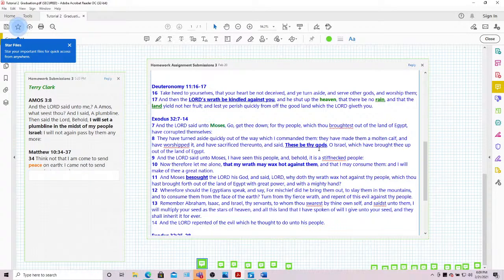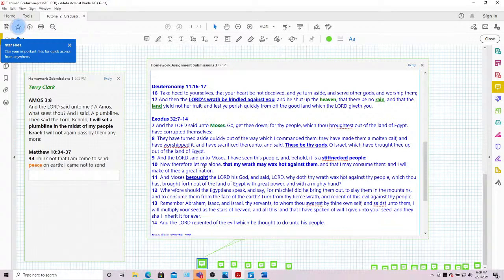So then you've just turned God out of the way, and you've made something by the works of your own hands. "O Israel, which have brought thee up out of the land of Egypt." And the Lord said unto Moses, "I have seen this people, and behold, it is a stiff-necked people," which we surely are, hard-headed. And I'm going to go ahead and bold this one and underline that one, because that's true.